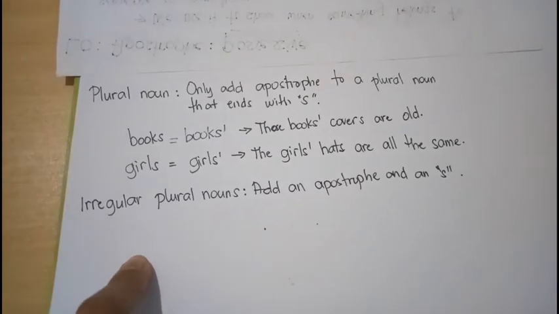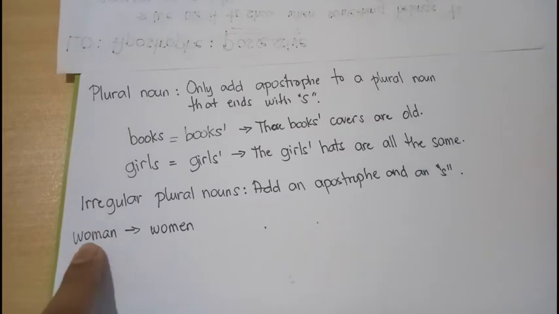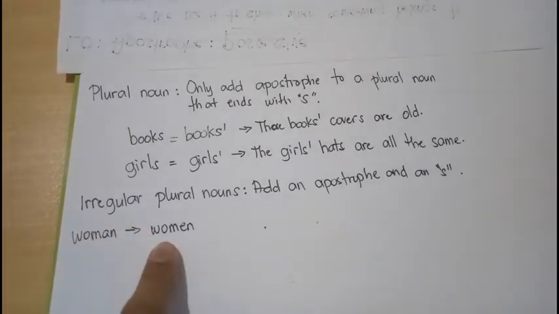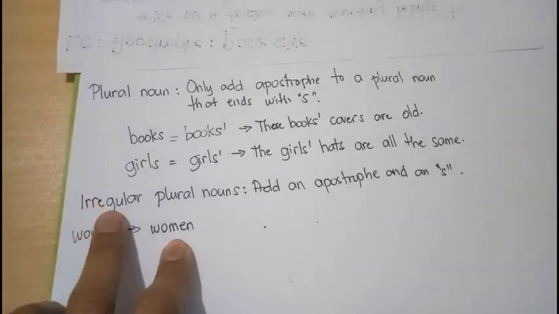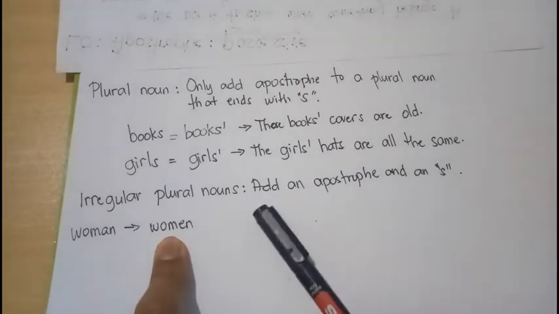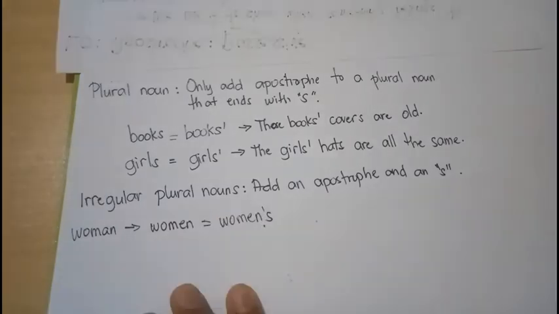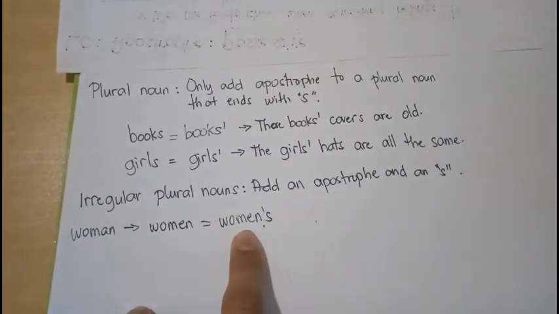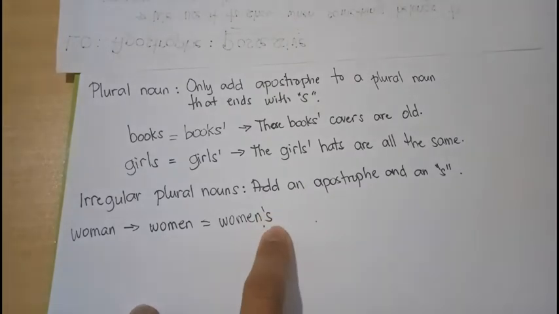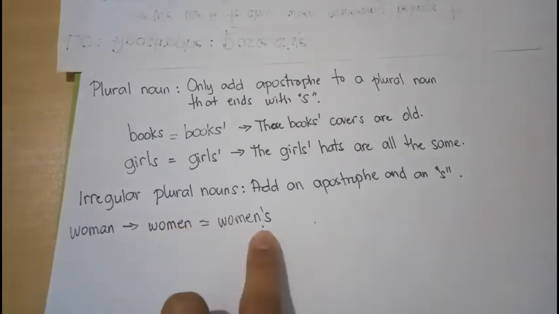For example, I will give you woman. Woman is singular and the plural of woman is women. And as you can see, it doesn't end with the letter S. So this kind of plural is what we call irregular plural nouns. Alright, so for this kind of noun, we also add an apostrophe and the letter S to it. I will show you how it looks. So we add an apostrophe and the letter S to the irregular plural noun. Women becomes women's.